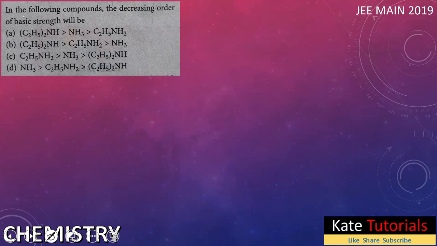So this is the question asked in JEE. In the following compounds, the decreasing order of basic strength will be. So these are the A, B, C, D options, right? If you have read the chapter amines in NCERT, you can easily solve this. So this is a direct question from NCERT, right?